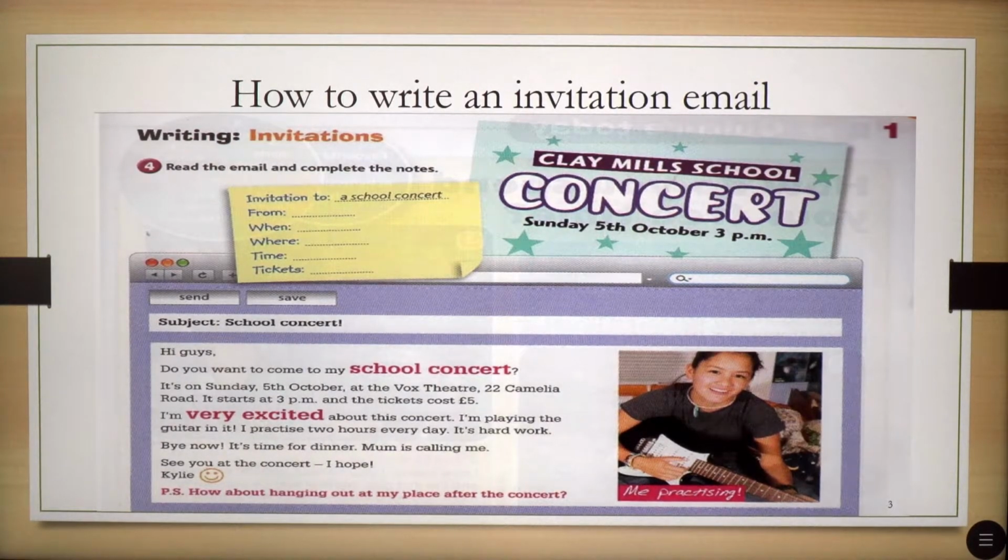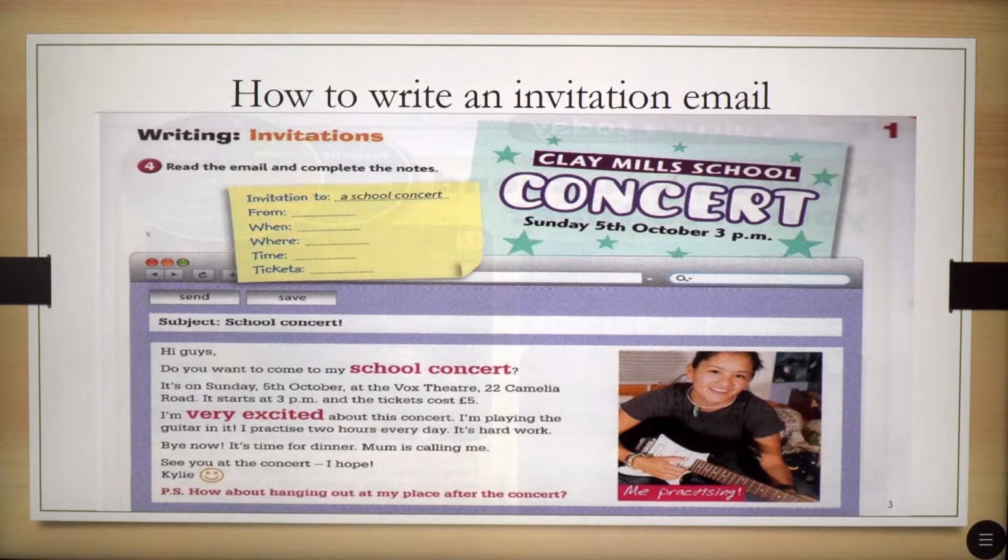Hi guys, do you want to come to my school concert? It's on Sunday, 5th October at the Fox Theatre, 22 Camellia Road. It starts at 3 p.m. and the tickets cost £5. I'm very excited about this concert. I'm playing the guitar in it. I practice 2 hours every day. It's hard work. But now, it's time for dinner. Mom is calling me. See you at the concert, I hope. Kylie. P.S. How about hanging out at my place after the concert?